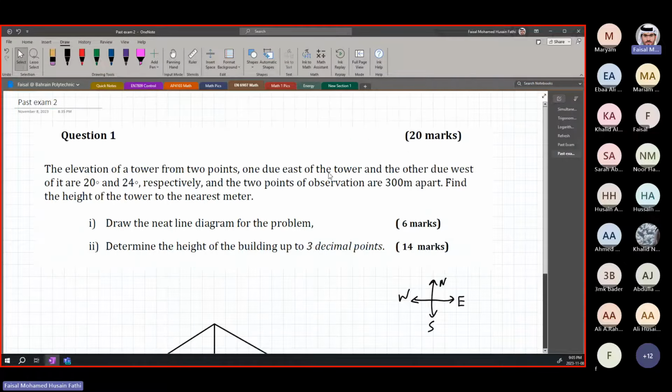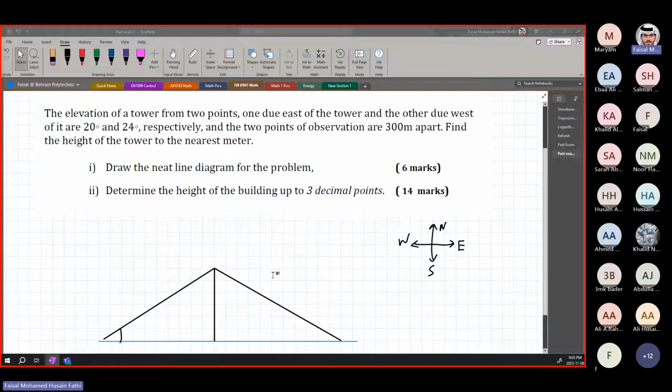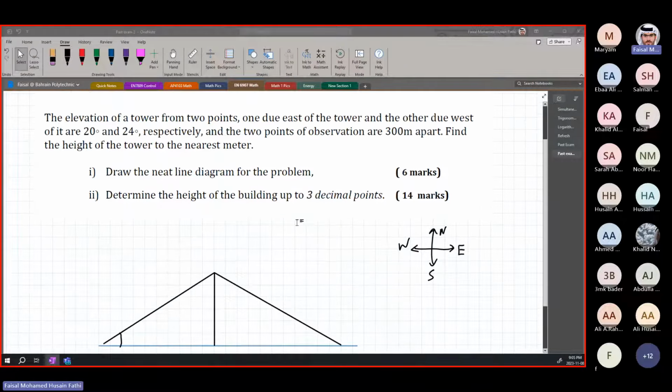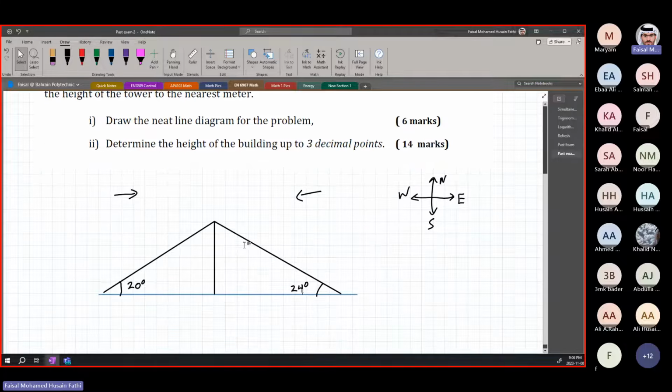One due east of the tower and one due west. Don't get confused about east and west, it will be the same answer. It depends on whether you're looking at the building from the back or the front, so it doesn't matter whether you choose this as east or west. I'll just follow the question. One due east of the tower and the other due west. Due east means looking towards the east, looking this way, 20 degrees. And one due west, looking west, is 24 degrees. If you reverse the degrees it's not going to be a big issue, the solution will come out the same in the end.